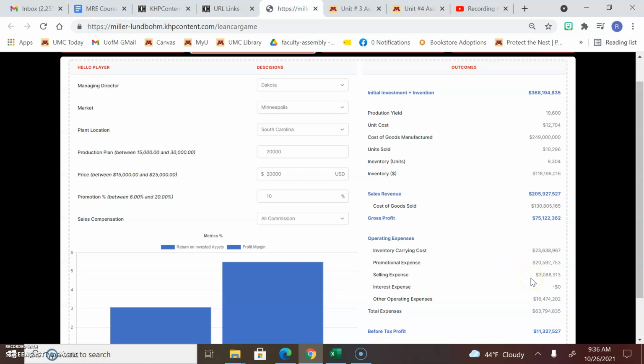So your job is to play the game multiple times, record your results in the spreadsheet that was provided, and try to find some of the optimal decisions. All right, have fun playing.